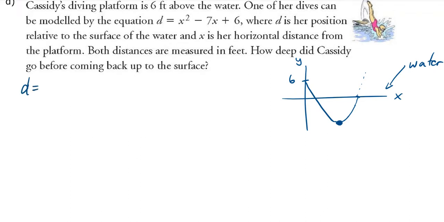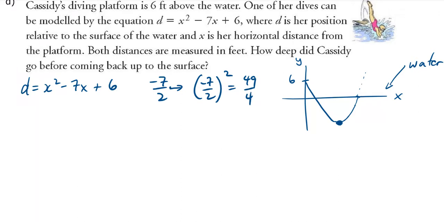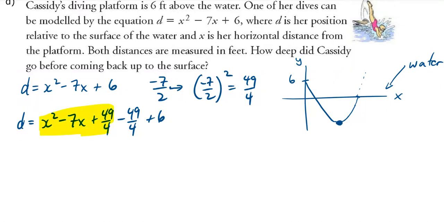So d equals x squared minus 7x plus 6. So take that 7, it's minus 7, divided by 2, and we get negative 3.5, but let's keep the fraction. So I'm going to take that fraction, I'm going to square it. So negative 7 over 2 squared is 49 over 4. So that means I can write this as d equals x squared minus 7x plus 49 over 4 minus 49 over 4 plus 6. And so these three terms make a perfect square trinomial. I can now factor them.